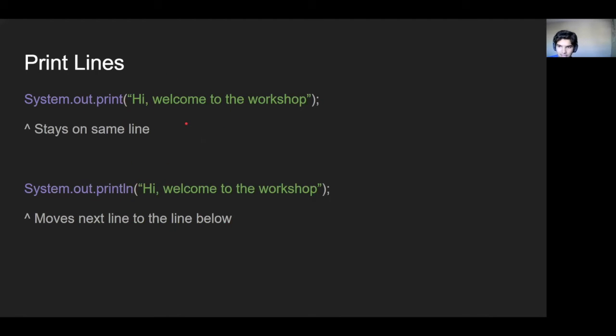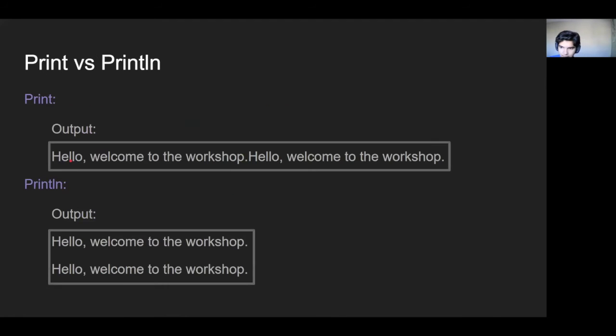Usually in code, you're going to have multiple print lines. If you have an ln, it's going to automatically take the next line and put it on the bottom. Versus if you don't have ln, it's just going to keep on printing on the same line. And we'll see that in our example as well. Just a way to see this: if we print hello, welcome to the workshop twice, if we don't have ln, it's just going to stay on the same line. It's going to say hello, welcome to the workshop, and then on the same line again, hello, welcome to the workshop. But if we write println in our function, it's going to split it up into two separate lines.